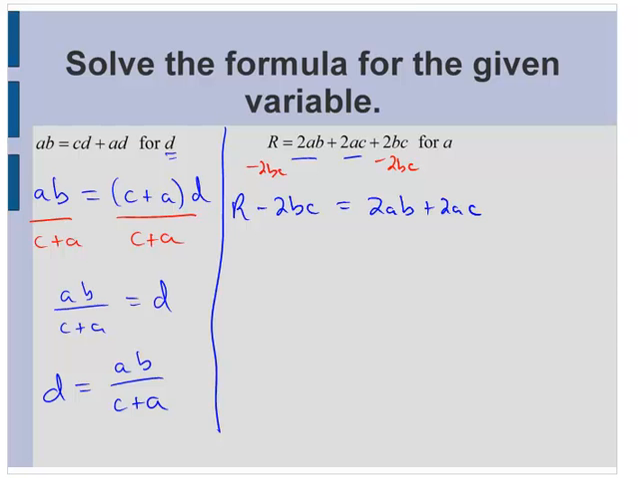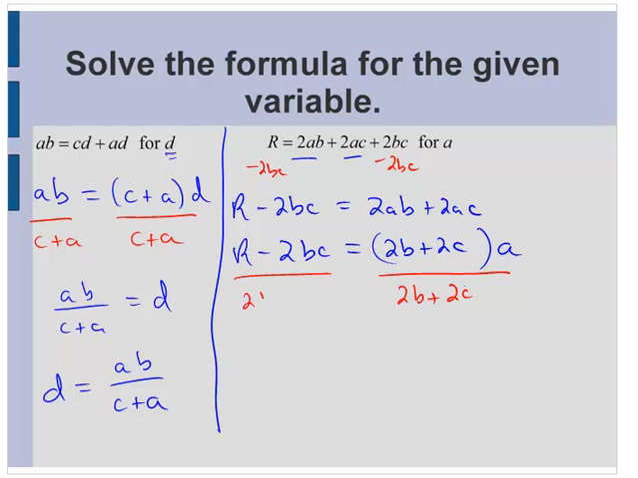Using a technique similar to the previous exercise, let me write this as a times something. It would be a times 2b plus 2c. The left-hand side hasn't changed. And as before, I will divide by that quantity 2b plus 2c. And so that would give me a is r minus 2bc over 2b plus 2c.